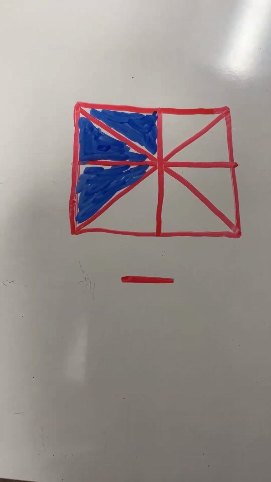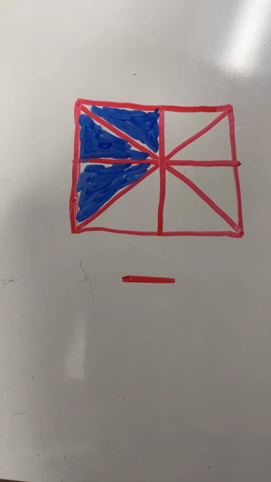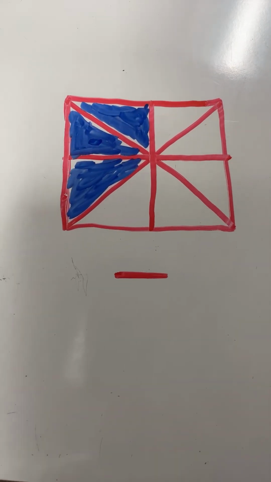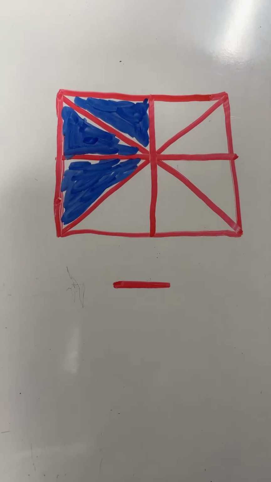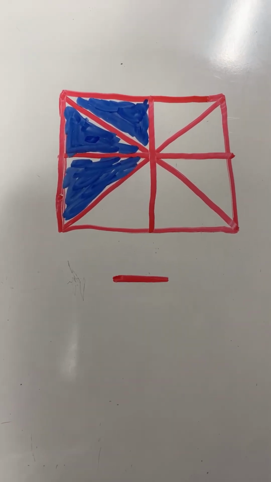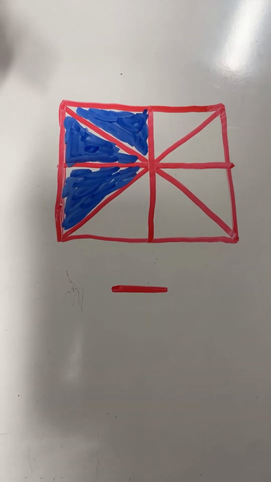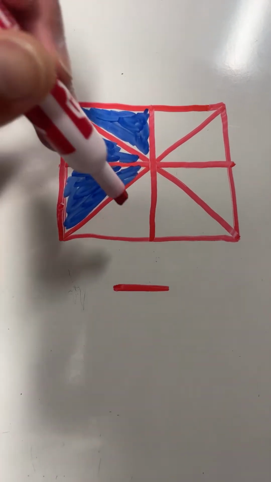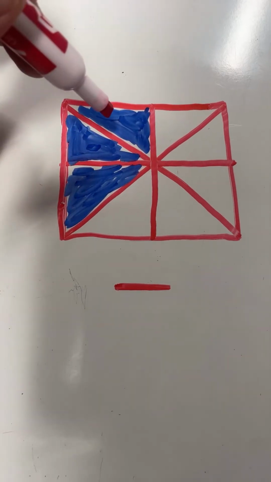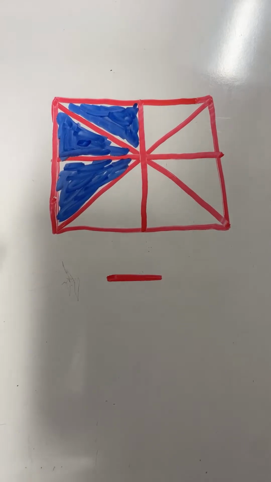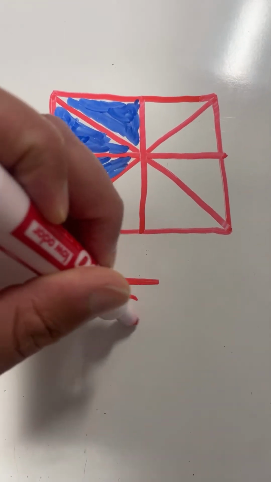A fraction represents a parts to whole relationship. The bottom number in a fraction, aka the denominator, is the total amount of pieces within the fraction. So this fraction here, for example, has a total of 1, 2, 3, 4, 5, 6, 7, 8 parts. It has a total of 8 equal parts.